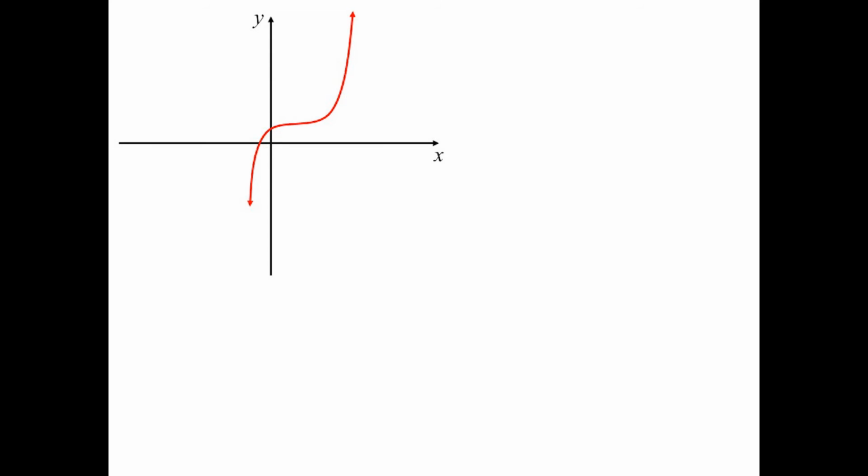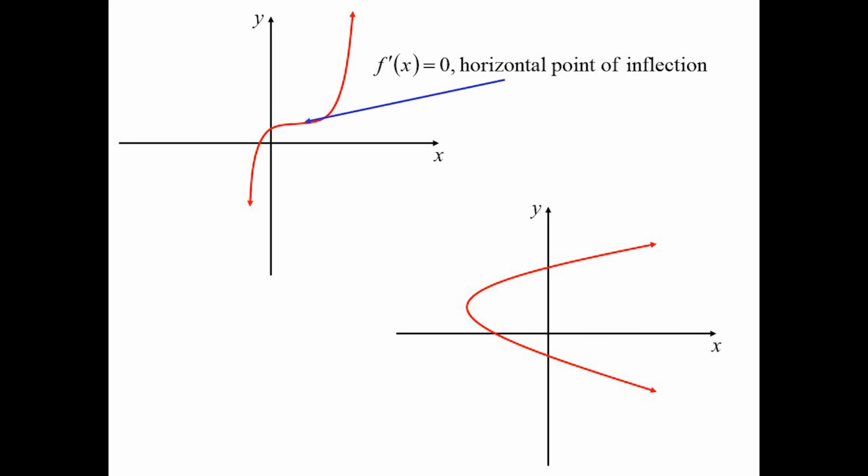Also a cubic that I've tried to draw in there, what we call a horizontal point of inflection. So again, the first derivative is equal to 0. It would also be a stationary point, but it is a type of critical point. Okay. Then we get ones like this.